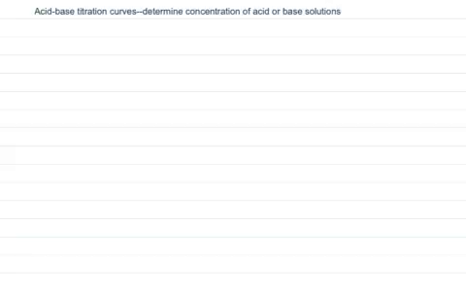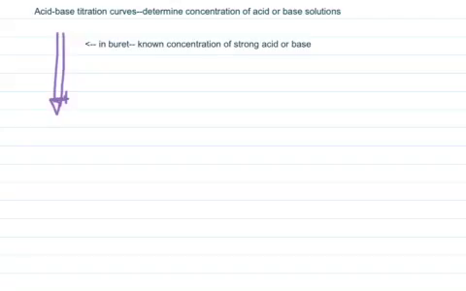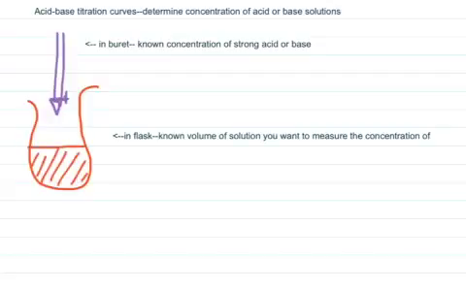Well, we use a technique called titration, where we have a burette. In this burette, we have a known concentration of a strong acid or base. So we know a whole lot about this. We know the concentration of this amount. What we don't know is how many milliliters we're going to use inside of our flask. So here's our flask. Inside of our flask is a known volume of solution you want to measure the concentration of. We don't know the concentration, but we definitely know the volume of this solution.